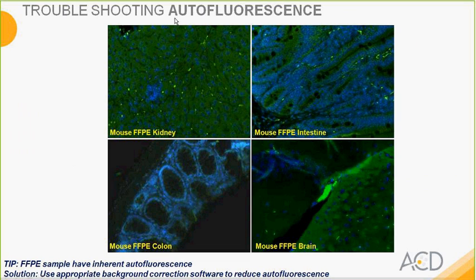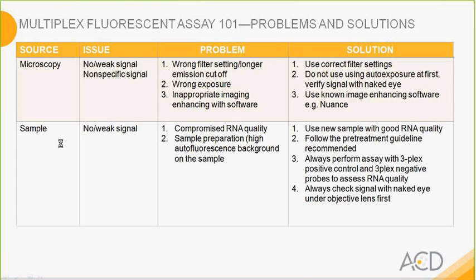Here is an example of a series of issues we see with autofluorescence. Here is a mouse FFPE kidney, FFPE intestine, colon, and brain. It's important to note signal that is not RNAscope signal. As an example, this green signal is not considered RNAscope signal. This is merely autofluorescence. To address this, the best way we have handled this is to use a background correction software.